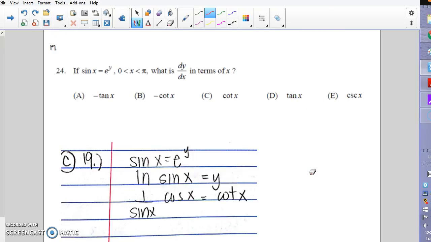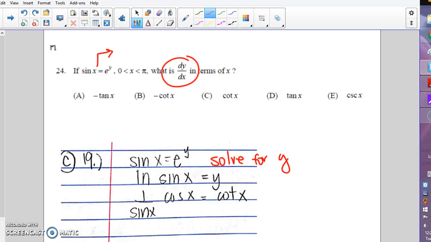This is a lovely problem, really stretching your brain on this one. Sine of x equals e to the y. They want to know what is the derivative in terms of x. Well, the first thing that you kind of should notice is it's not solved for y. So the very first thing you do is you solve for y. This is an exponential function.